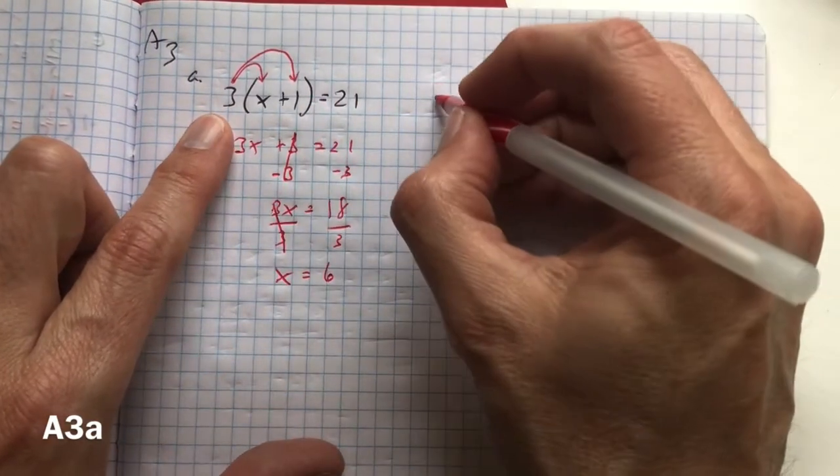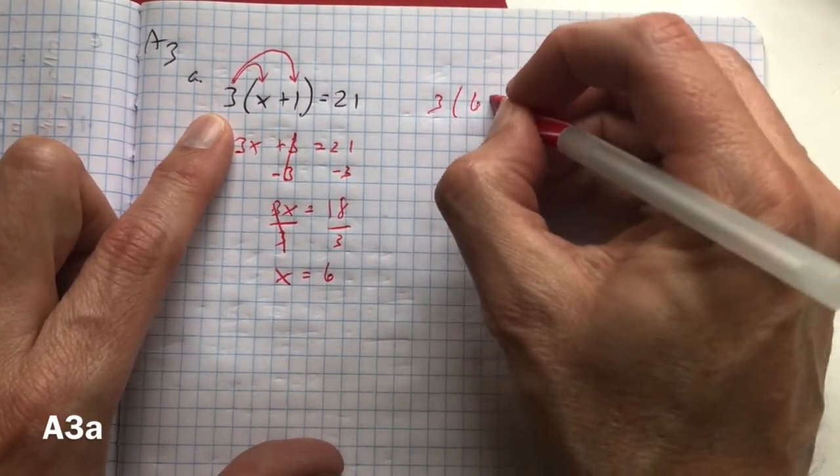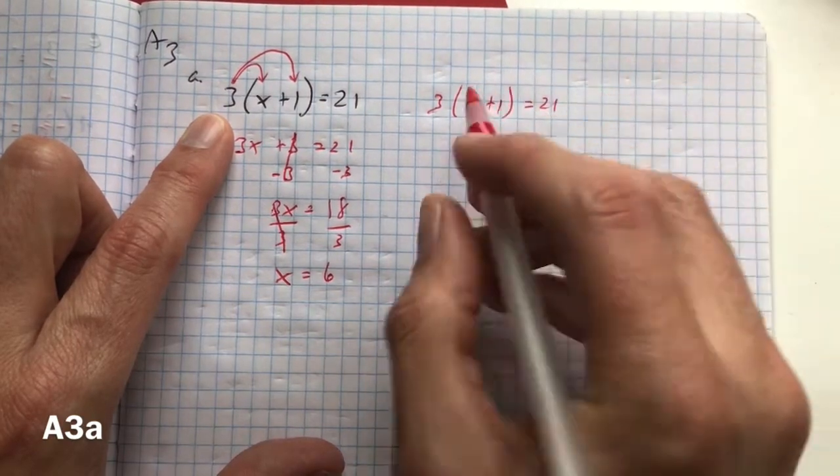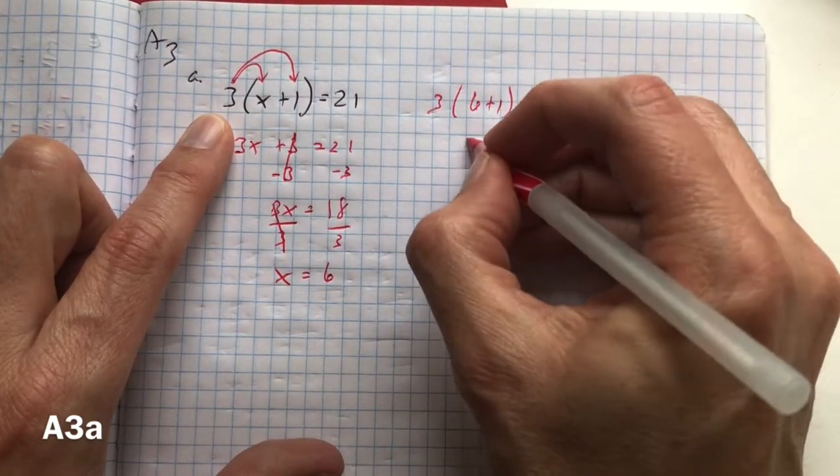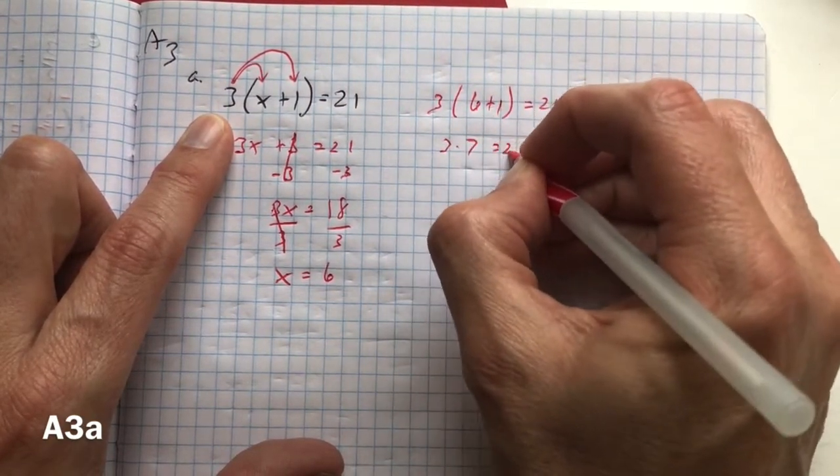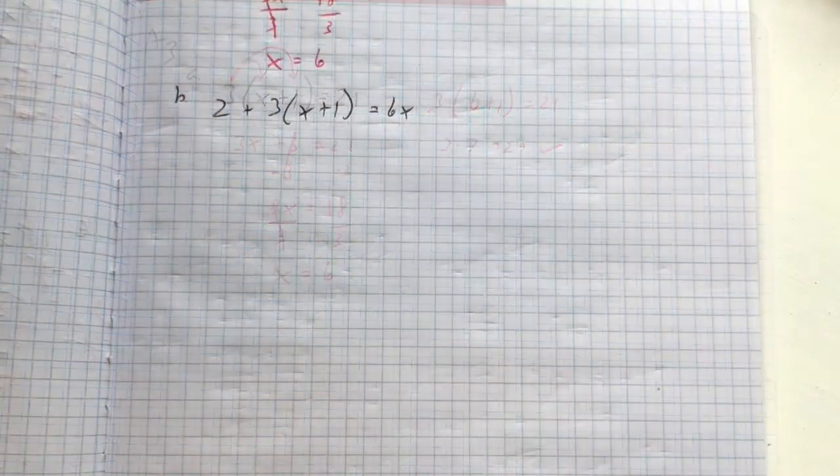Look at that. If I actually do this, 3 times (6 plus 1) equals 21. 6 plus 1 is 7, so 3 times that equals 21. That checks. All right, next one.